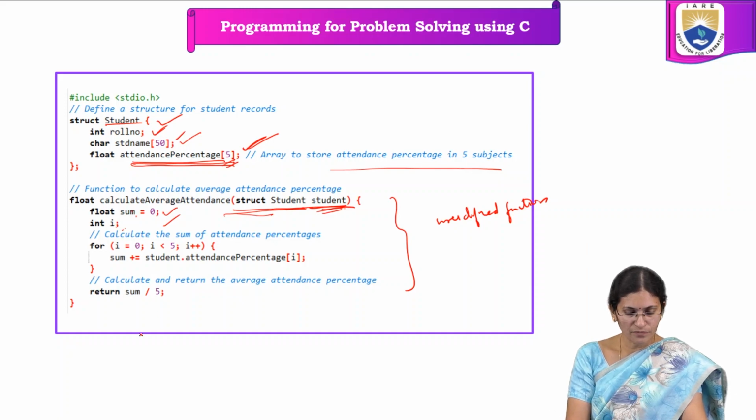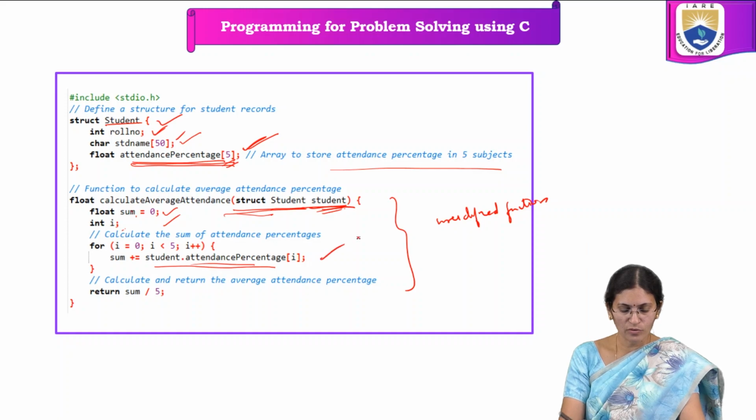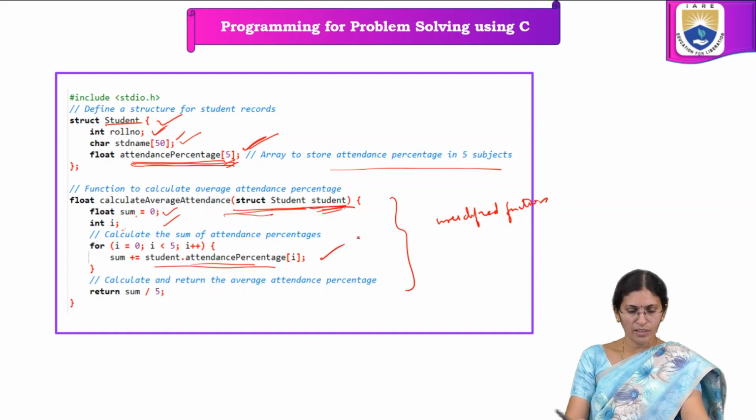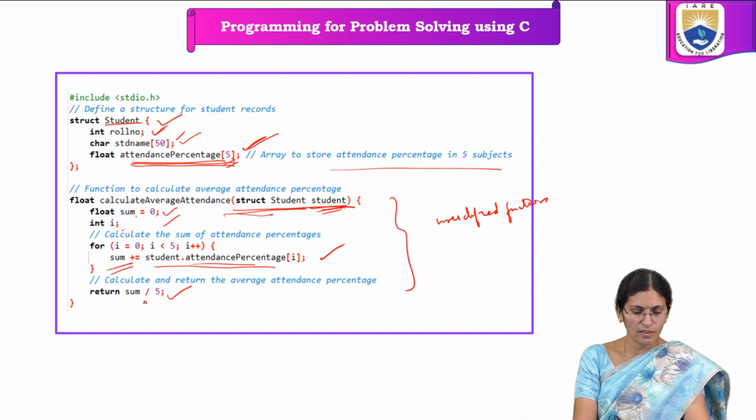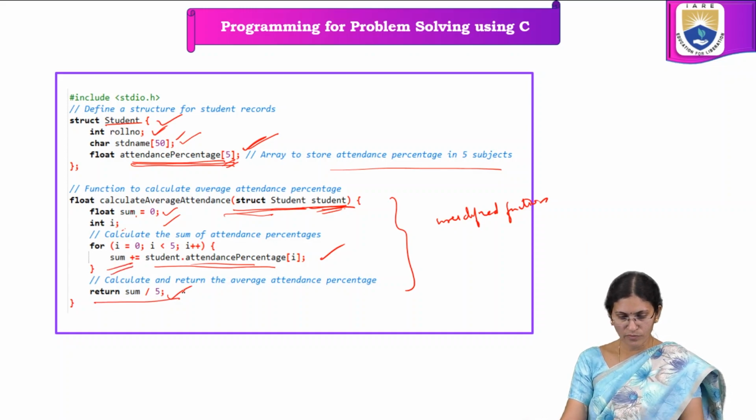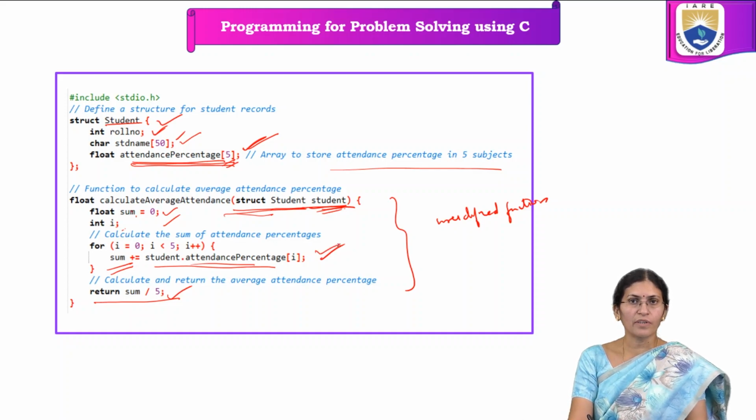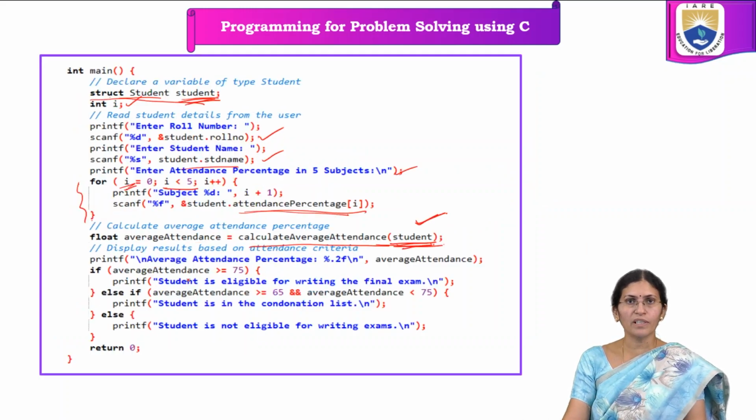So for each student, you can calculate the average attendance percentage by using student.attendance_percentage[i]. That is, sum += student.attendance_percentage[i]. So this will calculate the attendance percentage, and finally this is the average. This is the sum of total attendance percentage, and this will give you the average of attendance percentage. Because there are 5 different subjects, you need to divide the sum by 5.